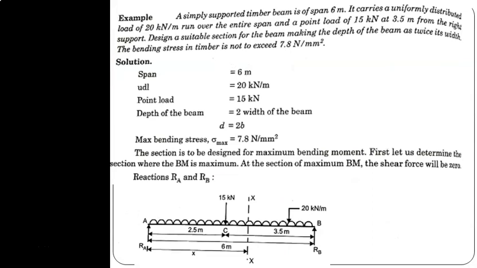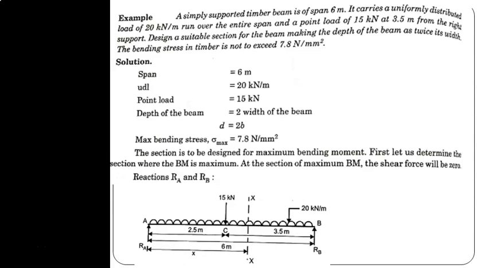In this case, a simply supported timber beam of span 6 meter carries a uniformly distributed load of 20 kN per meter run over the entire span, and a point load of 15 kN at 3.5 meter from the right support. Now we are going to design a suitable section for the beam, making the depth of the beam twice its width. The bending stress in timber should not exceed 7.8 Newton per mm squared. So these are all the data given.